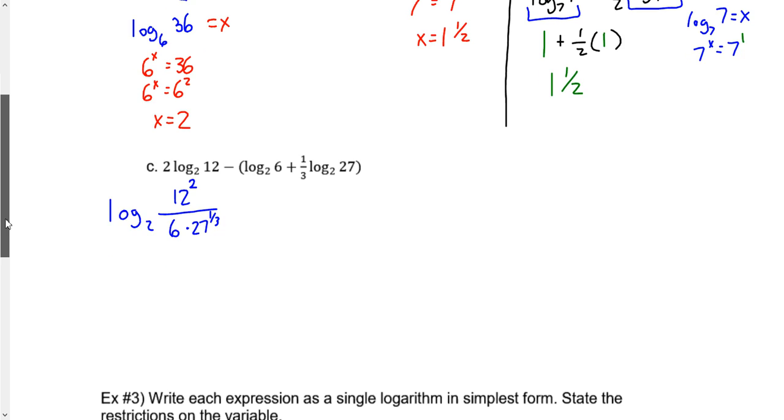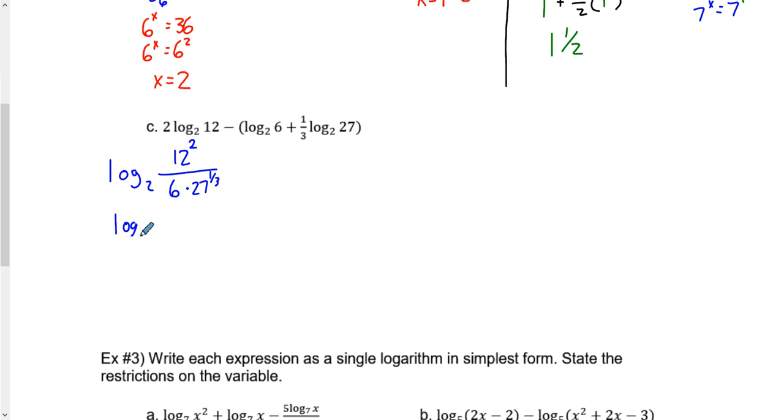And then we go and simplify further. Log base 2, 12 squared is 144. 6 times, let's see, 27 to the power of 1/3 is 3. 6 times 3 is 18. 144 divided by 18 is 8. So log base 2 of 8. We're asking 2 to the power of what gives you 8? Well, 8 is 2 cubed. Our unknown is 3.